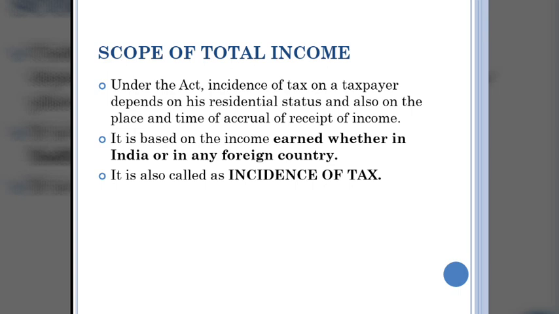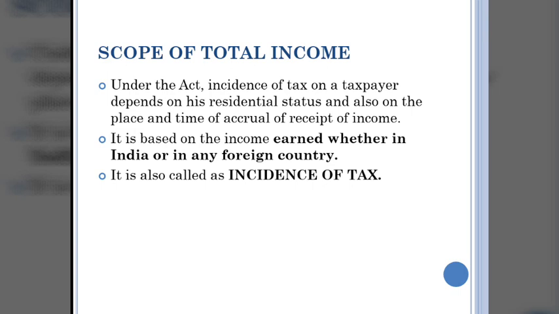That is, whether an income is taxable to a particular individual in a particular year depends on the residential status of the individual. The residential status of the individual may be divided into three: one is resident, another one is not ordinarily resident, and the third one is non-resident. If you are a resident, certain incomes will be taxable. If you are a not ordinary resident, certain incomes will be taxable. If you are non-resident, certain incomes will be taxable. This is called the scope of total income.